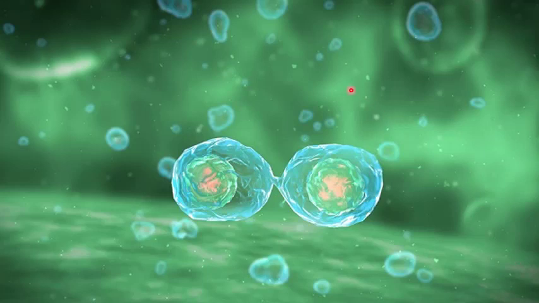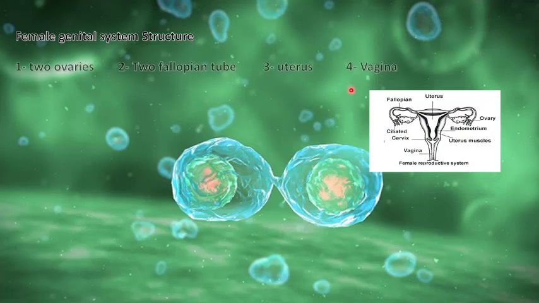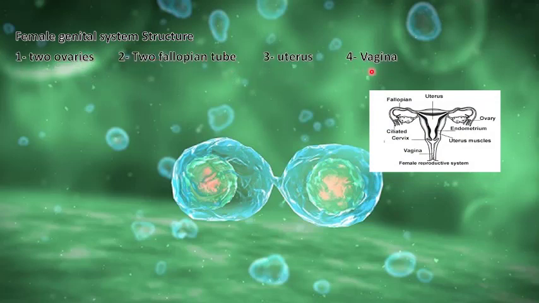Today inshallah we're gonna continue lesson 2, which is talking about reproduction in man. Now we'll take the female genital system. Female genital system structure. It consists also of 4 main parts, which are the 2 ovaries, 2 fallopian tubes, uterus and vagina.